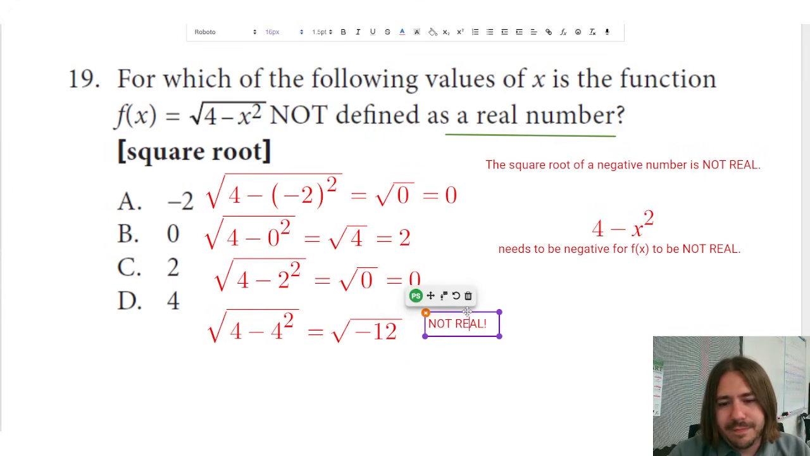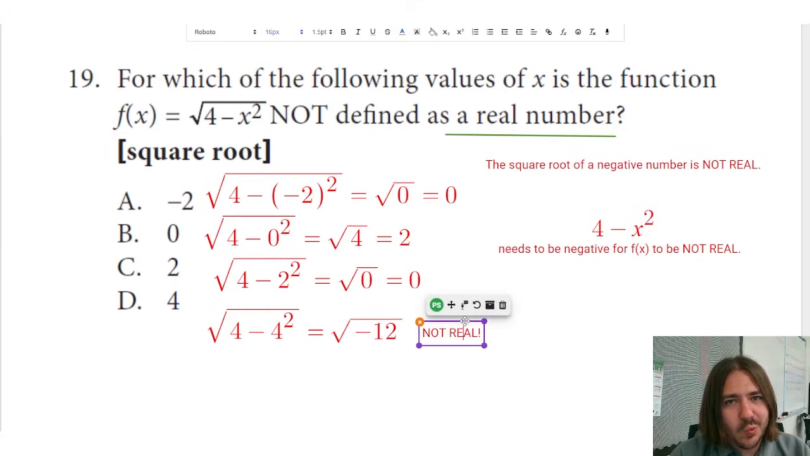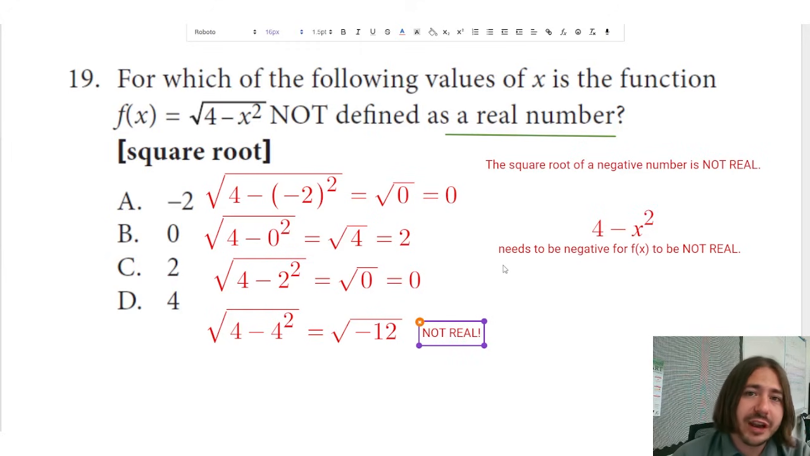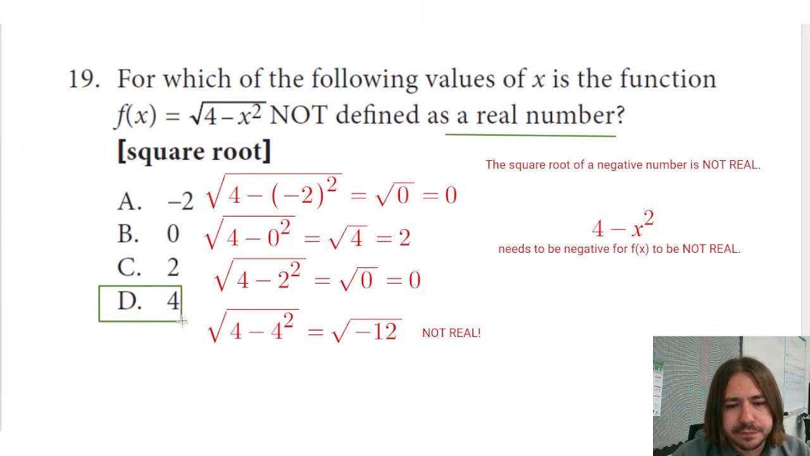Now, we could talk for hours about these imaginary numbers, which are the ones that are not real. There's a whole lot that we could discuss here, but I think really the key idea that you need to know to get a problem like this right is that when you try to take the square root of a negative number, you are going to get a number that's not real. So our answer here is going to be D, and that about wraps it up for number 19.